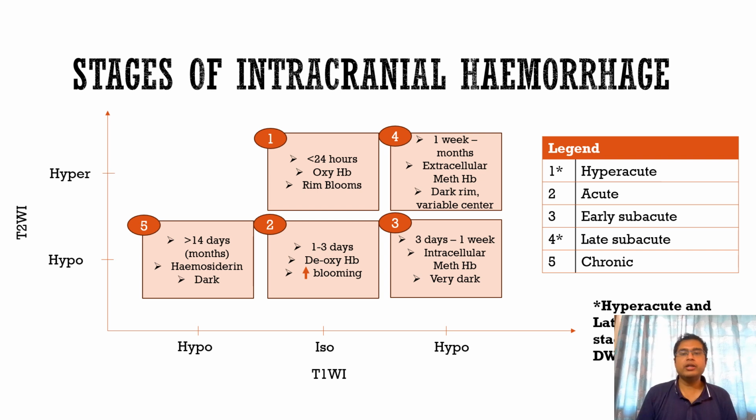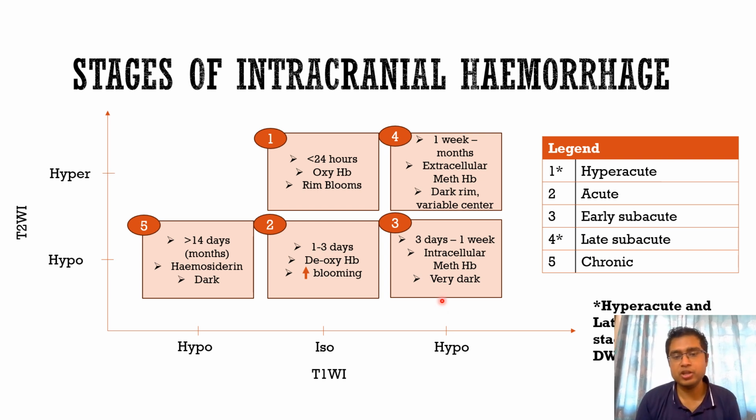So this is a very important slide for the stages of intracranial hemorrhage. Hyperacute bleed, that is within 24 hours, is composed of oxyhemoglobin, where it shows blooming of the rim on GRE images. Stage 2 is acute, that is deoxyhemoglobin, which appears as increased blooming on GRE sequences, and about 1 to 3 days is the time period for acute intracranial hemorrhage.